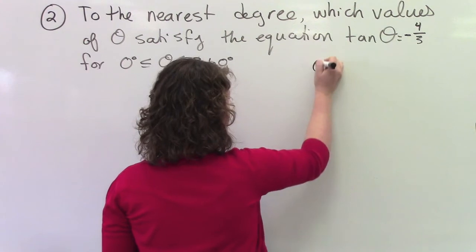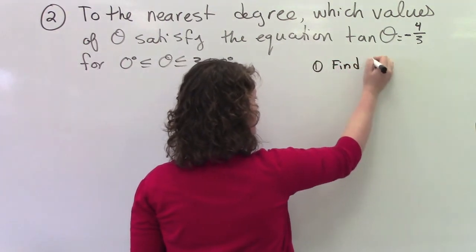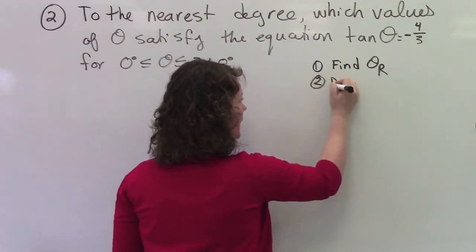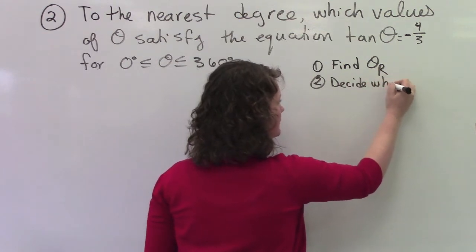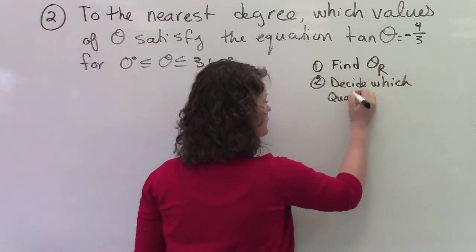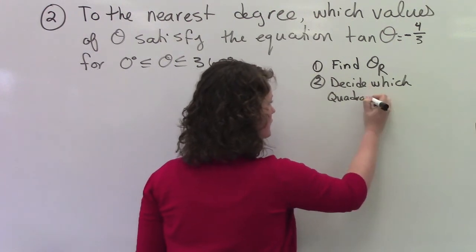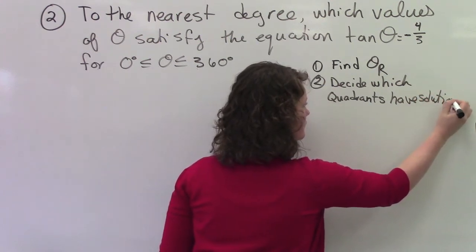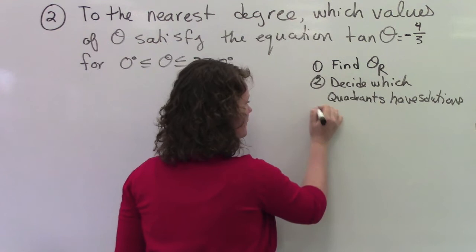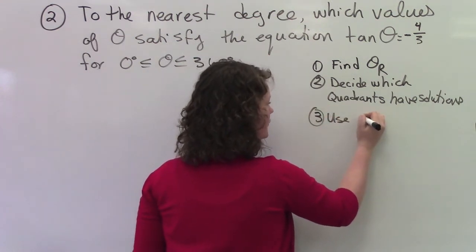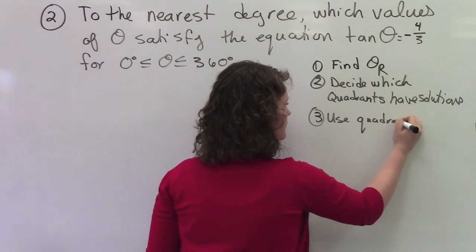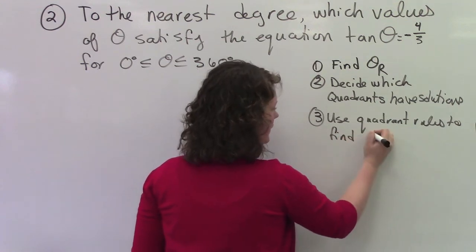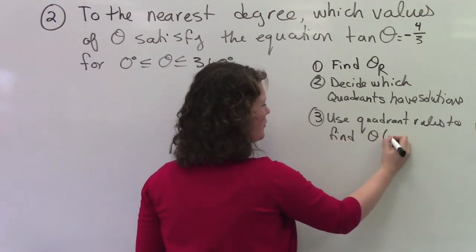Step 1, find theta r, the reference angle. Step 2, decide which quadrants have solutions. Step 3, use quadrant rules to find theta. And there'll probably be more than one.